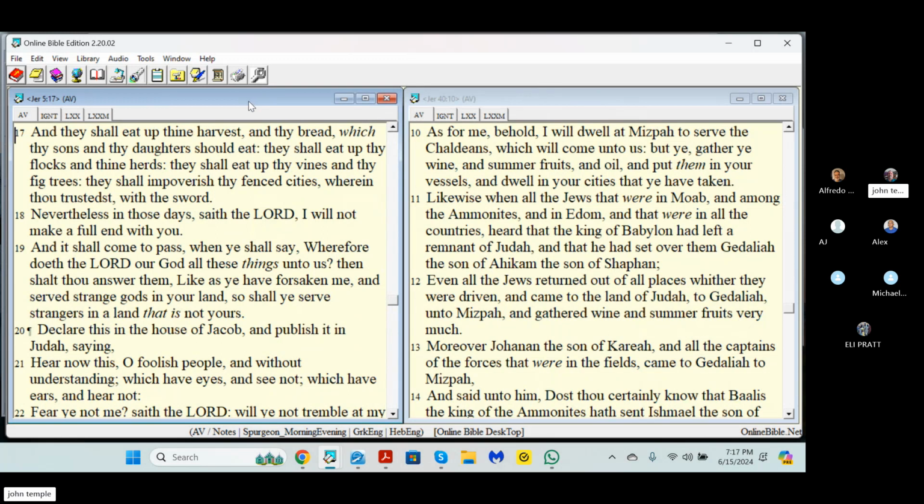which thy sons and thy daughters should eat, and they shall eat up thy flocks and thine herds, and they shall eat up thy vines and thy fig trees. They shall impoverish thy fenced cities, wherein thou trustest with the sword. Nevertheless, in those days, saith the Lord, I will not make a full end of you.